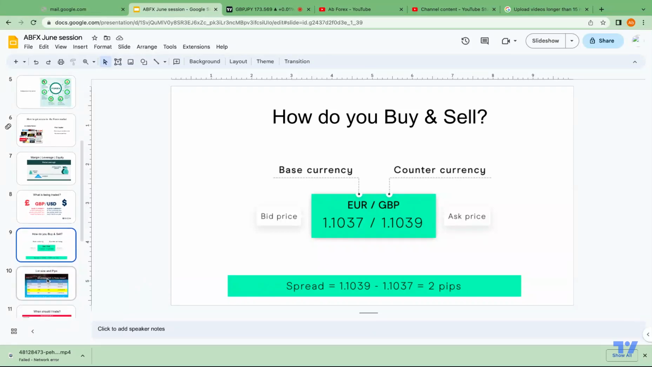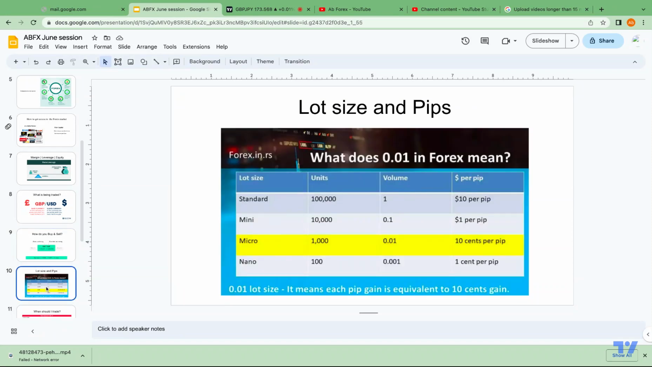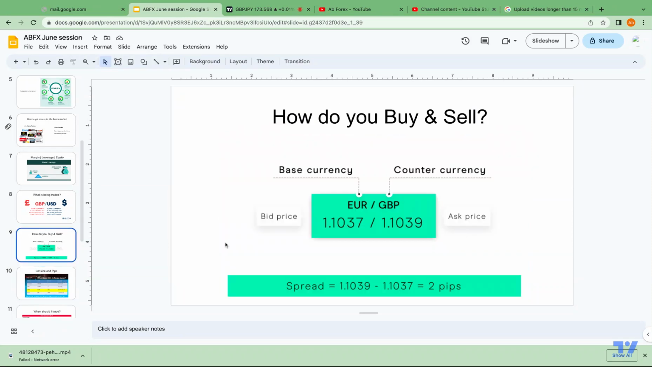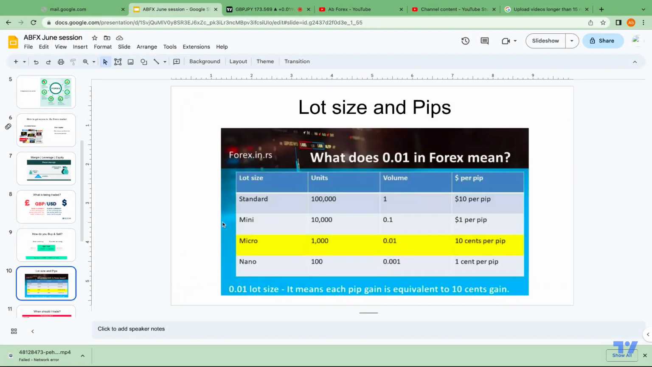As I told you, make sure you ask questions, take down questions if you don't understand anything, and I'll explain that again. Now we are moving into lot size and the pip calculation. You see that when the price moves from here to here, it is 2 pips. But how do you convert it to monetary value? That is what we call lot size. Lot size in a nutshell is basically the quantity of units of pounds that you want to buy.